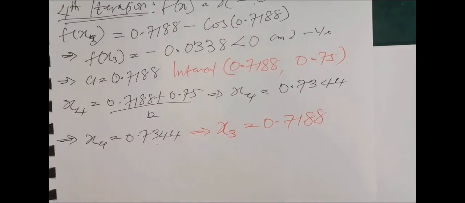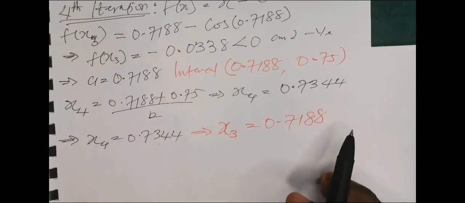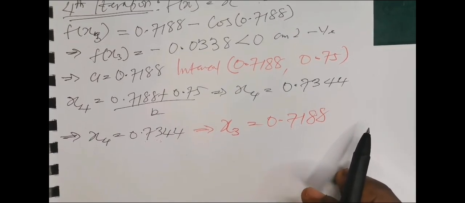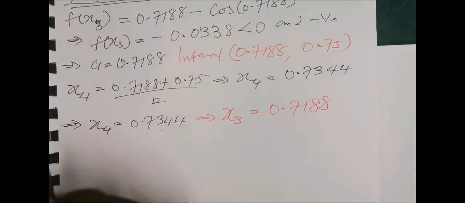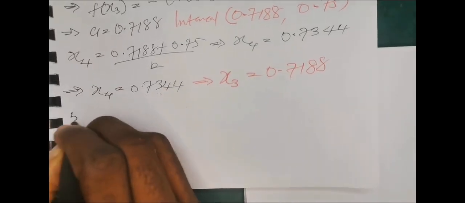You do this until at least 2 decimal places converge, which means they have the same values being repeated. Then you can stop your iteration. So with this, now you can find the fifth iteration. We carry out the fifth iteration.